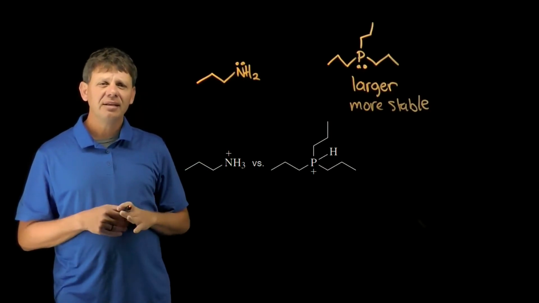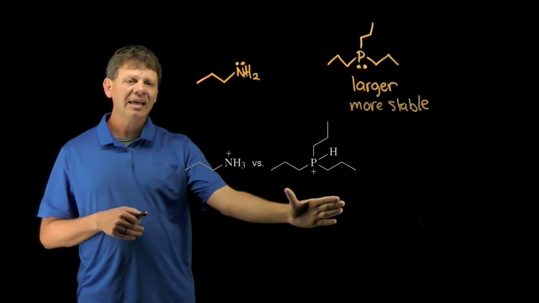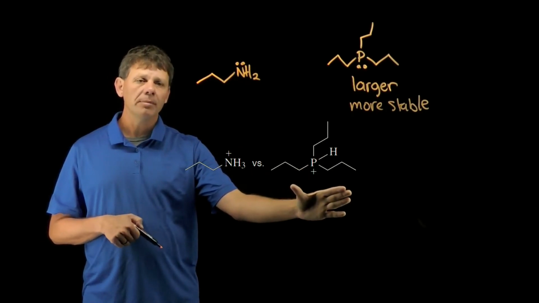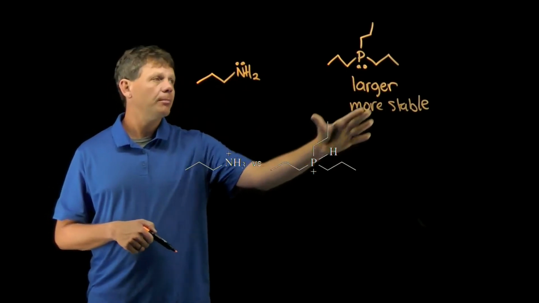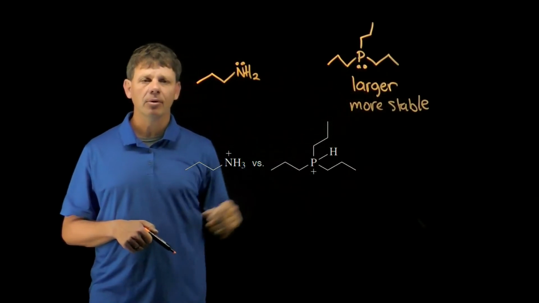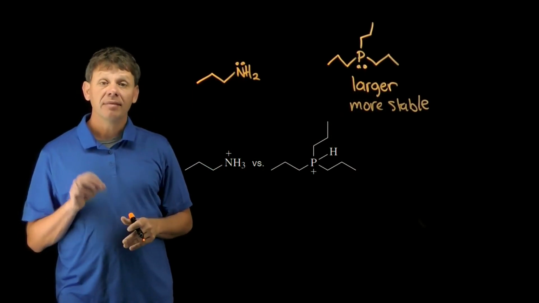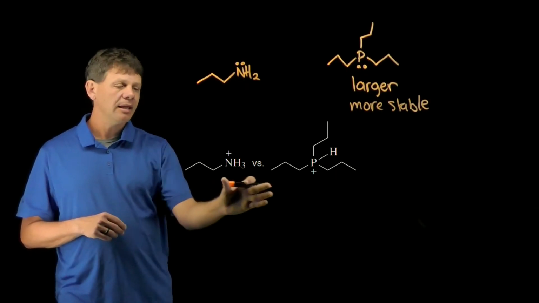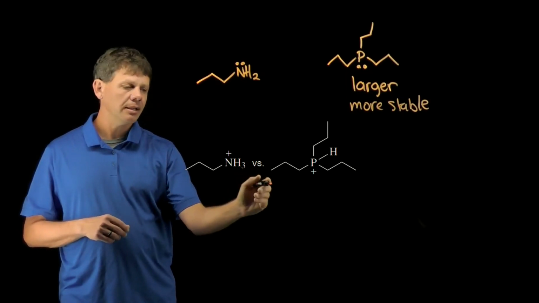If the phosphine is more stable, then the acid is going to be more acidic. This proton will be more likely to be given up to make the larger, more stable conjugate base. This question, though, asked which is the least acidic proton. In this case, it's going to be the ammonium.